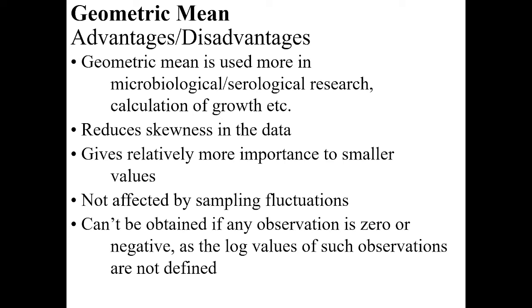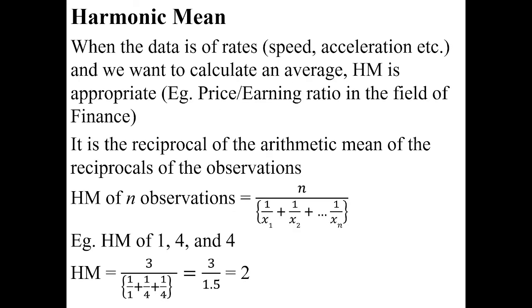What is important in the geometric mean is that it gives relatively more importance to smaller values. That's how the geometric mean tends to be lower than the arithmetic mean. And because you're working on logs, it is not affected by sampling fluctuations, so sample to sample variation will be less compared to the arithmetic mean. But one limitation is you cannot obtain a geometric mean if one observation is 0 or negative, because you cannot define the log values of such observations.